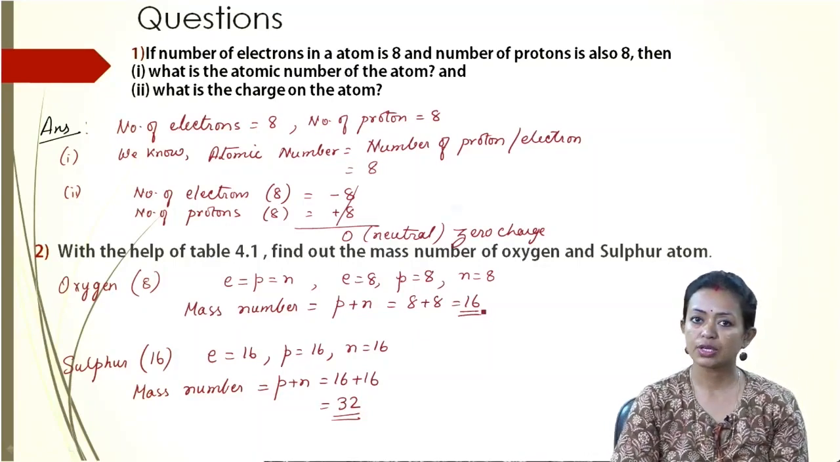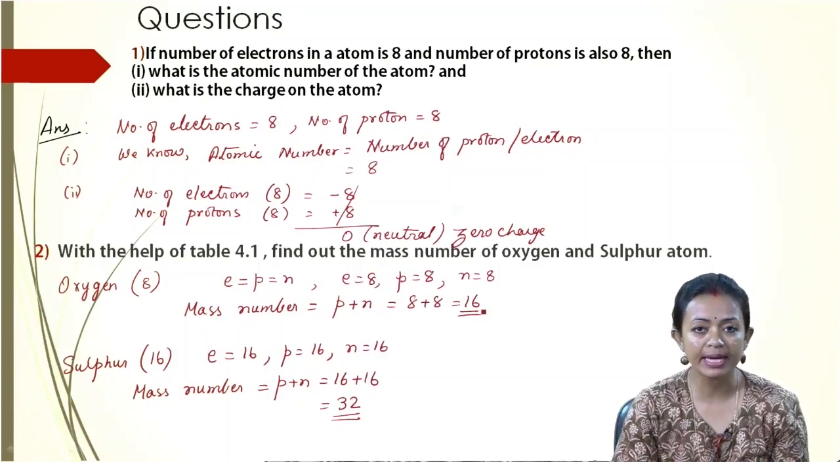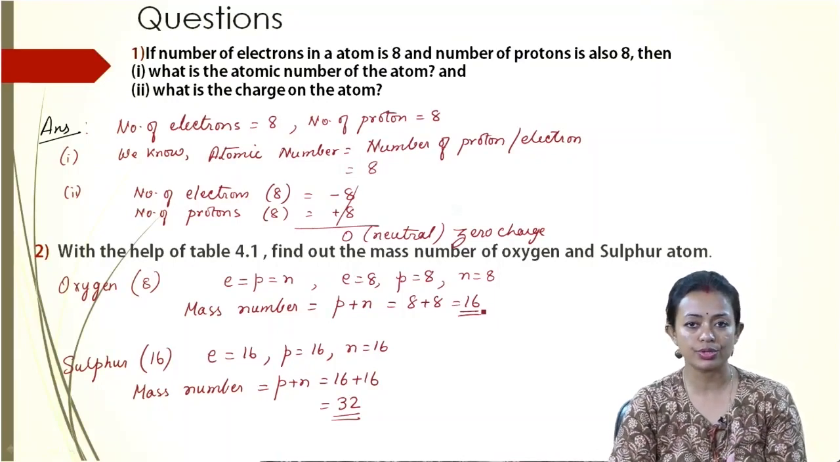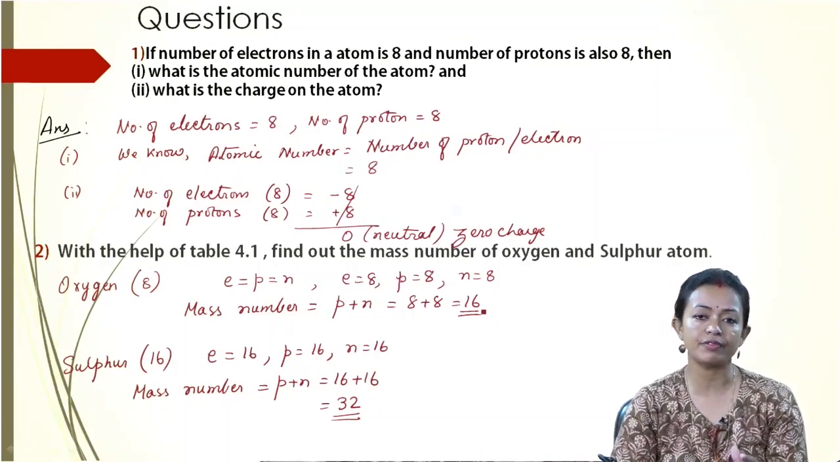Alright. So you have seen how we apply the atomic number and mass number in finding out the number of electrons, protons and neutrons. So if you know any one of them, you can find out the other.